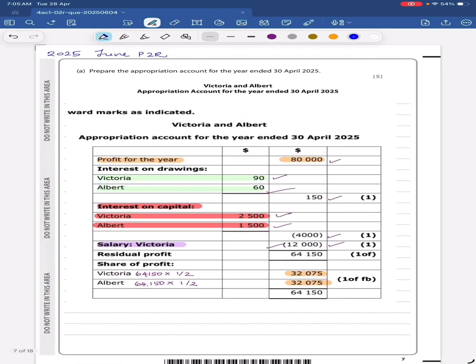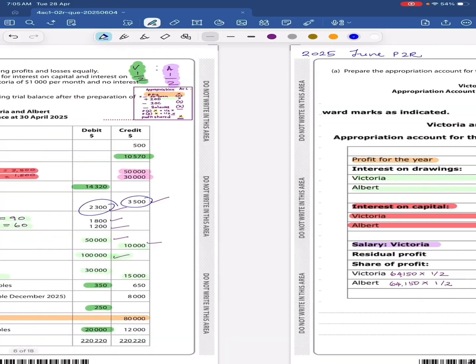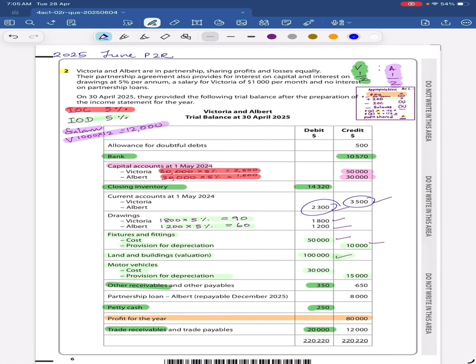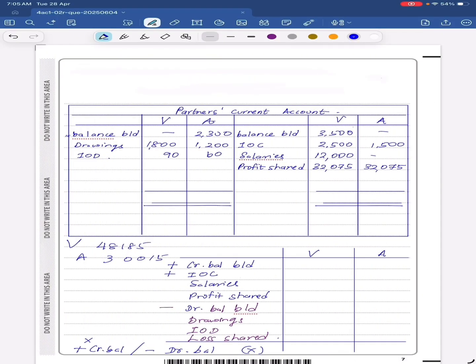Now let's figure out the opening balance of the current accounts. We have 3,500 and 2,300. 3,500 for Victoria credit, and for Albert it's a debit balance 2,300. So for Victoria on the credit side 3,500, and for Albert on the debit side 2,300. Same way we can apply it over here. For Victoria it's 3,500 which needs to be added, whereas for Albert it's a debit balance of 2,300 which should be deducted.